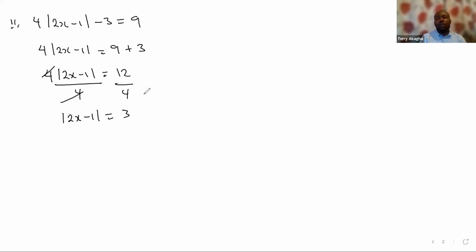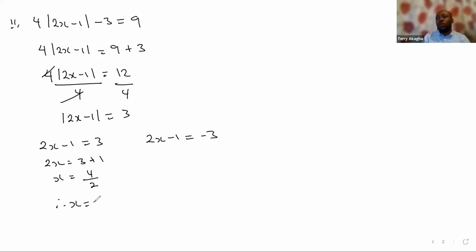Now we can solve, okay? We're back to what we need. Then it's going to be 2x minus 1 will be equal to 3, or 2x minus 1 will be equal to minus 3. Take 1 to the other side, so it's going to be 2x is going to be equal to 3 plus 1, and x will be equal to 4 divided by 2, so therefore x will be equal to what? 2.